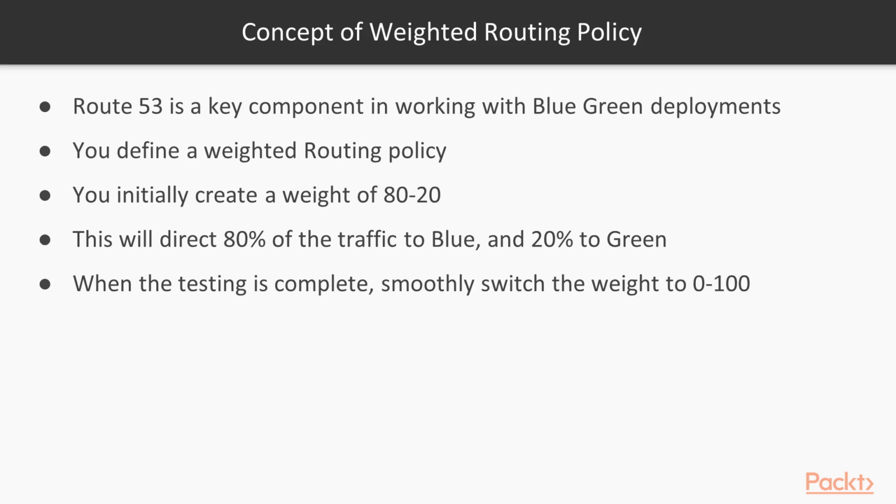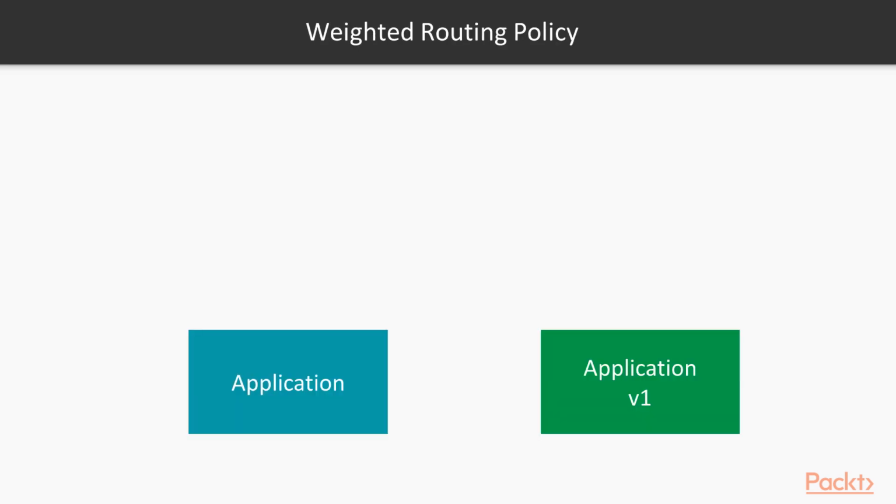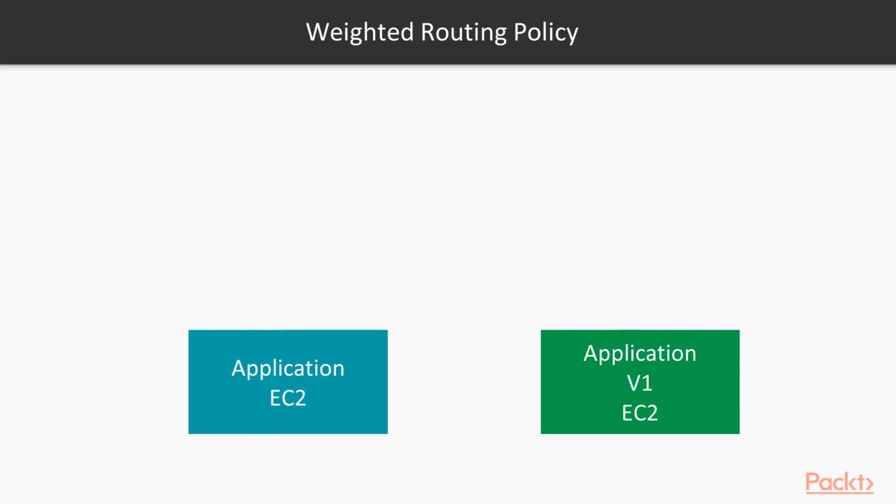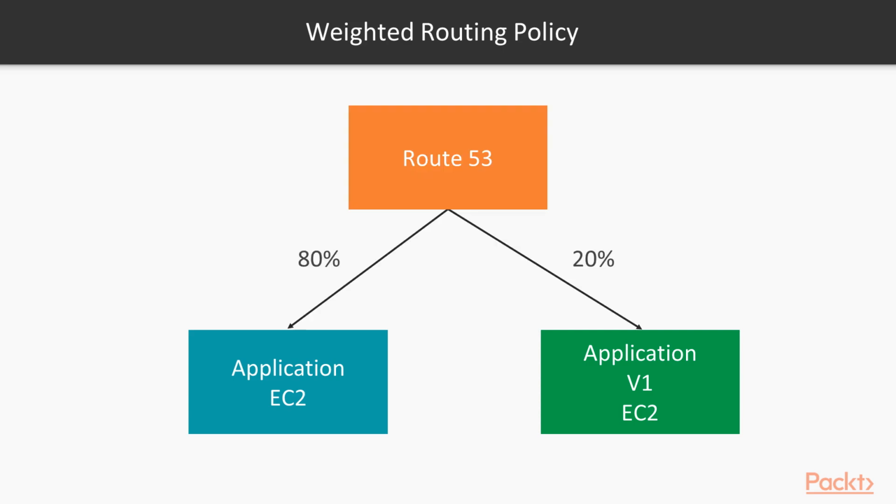When testing is complete, and you are fine with all the checks on your new version, then you can slowly switch the weight to 0-100, which means all of the traffic will now be directed towards your new live version. So if you have your blue version and your new version of your application, you can use Route 53, define a weighted policy, and make sure that initially 80% of the traffic goes to your live version and 20% goes to the new version. If your applications are hosted on EC2 instances, you can do that as well. You can divert the traffic, and this is what we're actually going to see in an example. We're also going to be using an elastic load balancer.